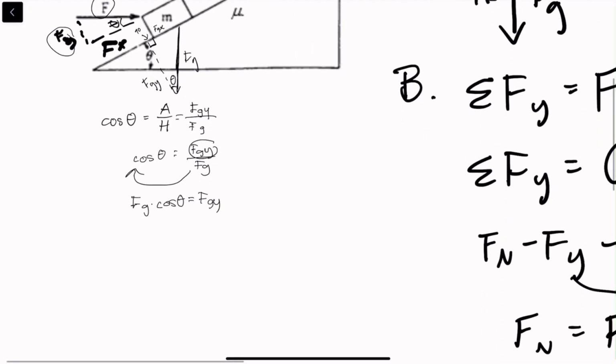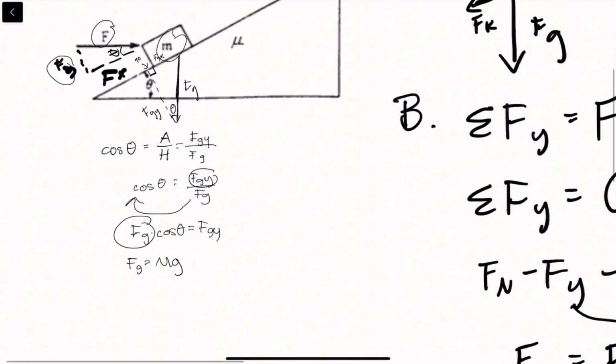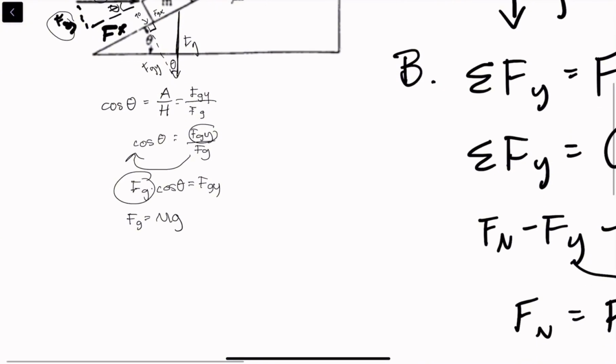And the problem states that we must use variables that we are given. So FG is just equal to the mass times gravity. And we are given mass, so we can replace it.